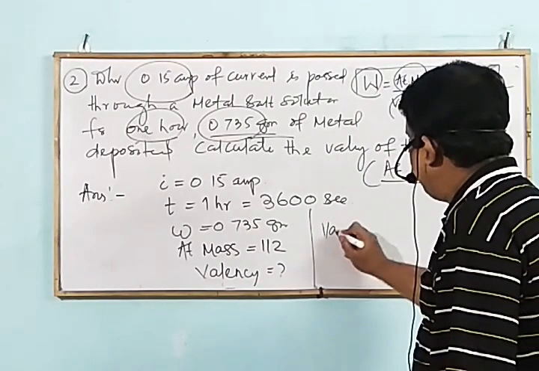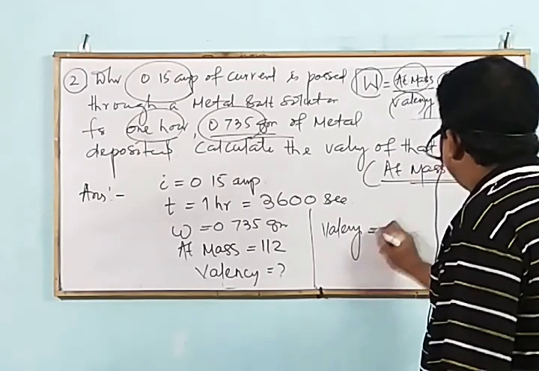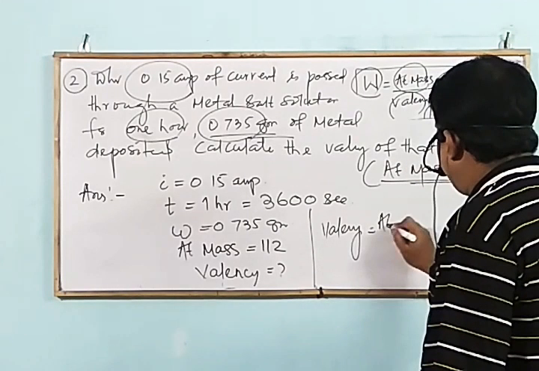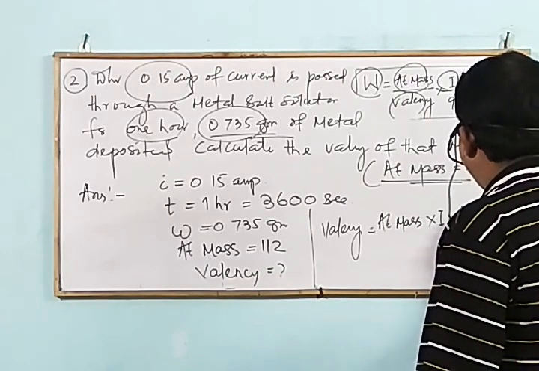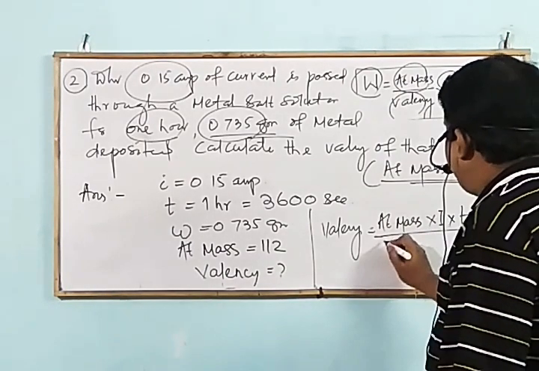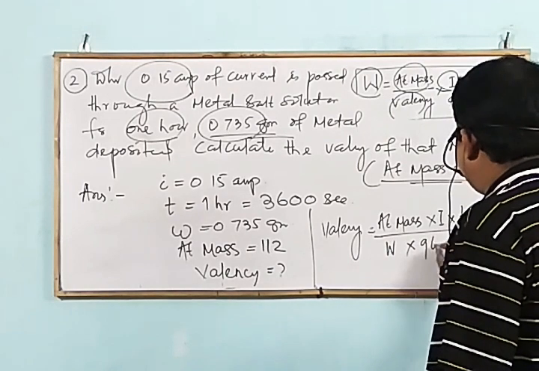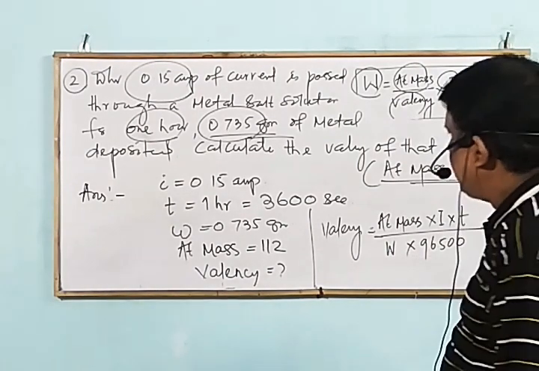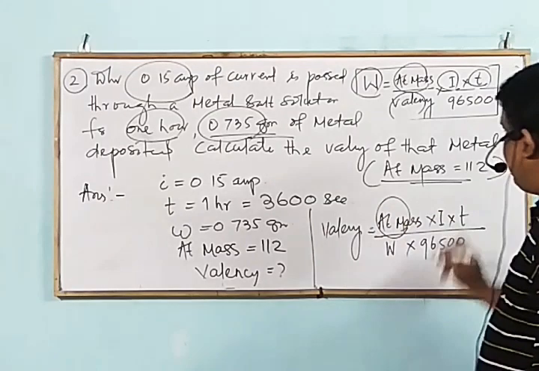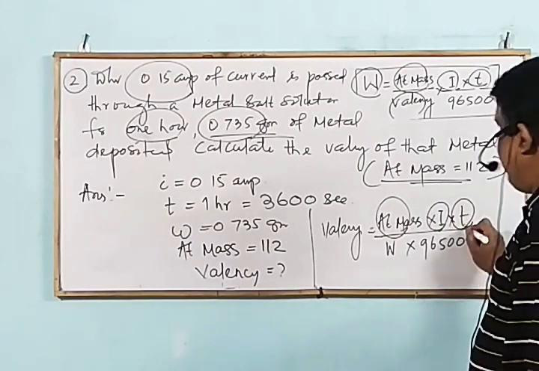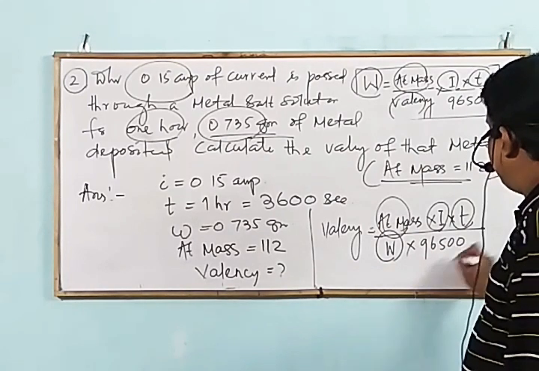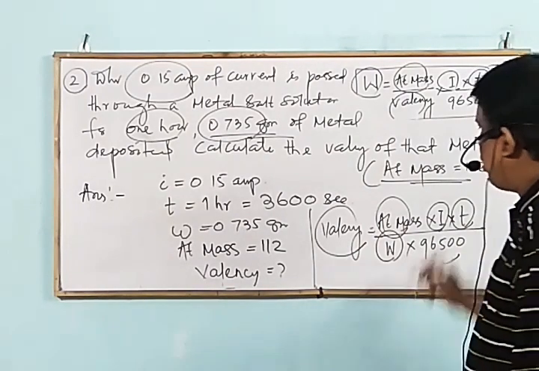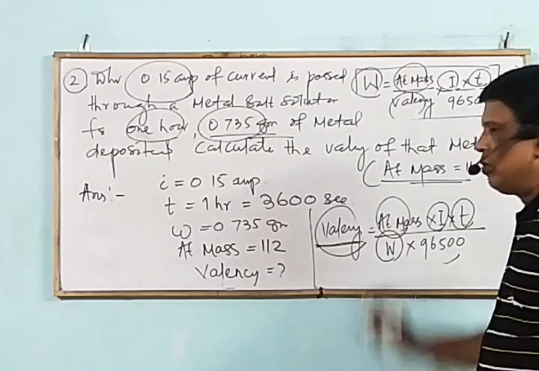We know that valency is equal to atomic mass into I into T divided by weight into 96500. Mark that. Atomic mass given, current given, time given, weight given, 96500 given. By solving this, we have to find out the valency.